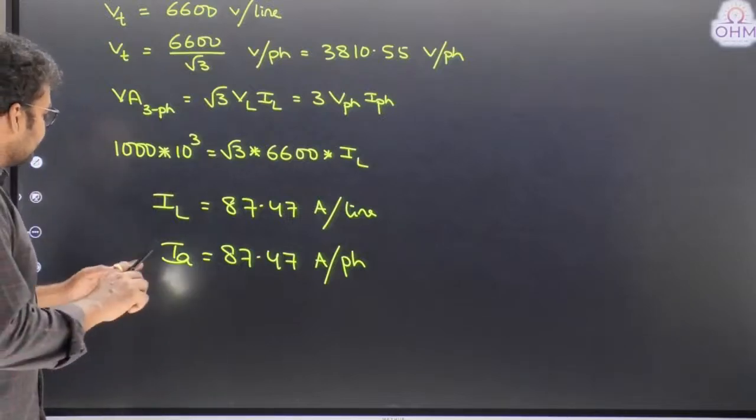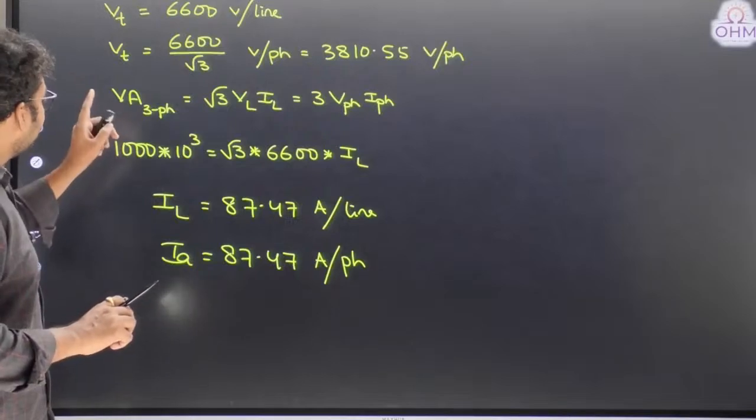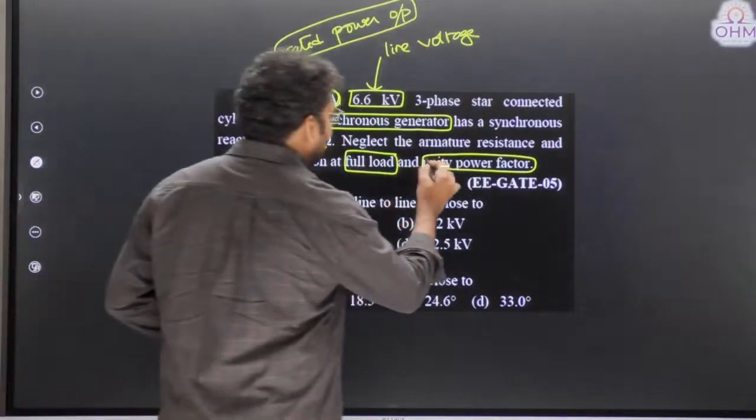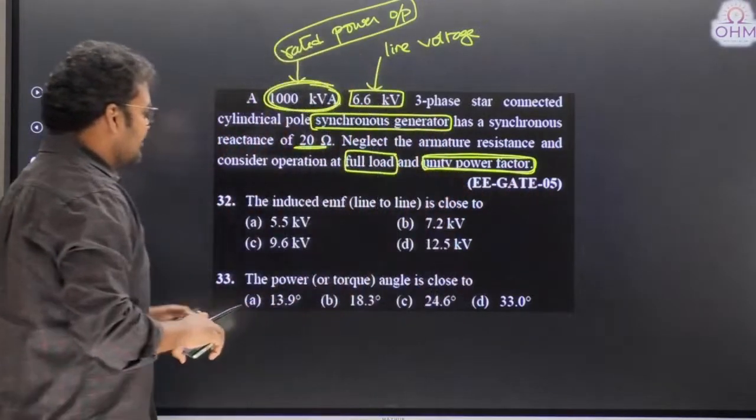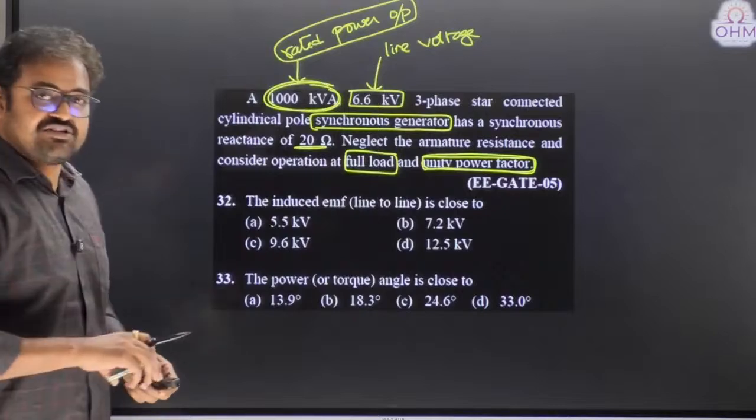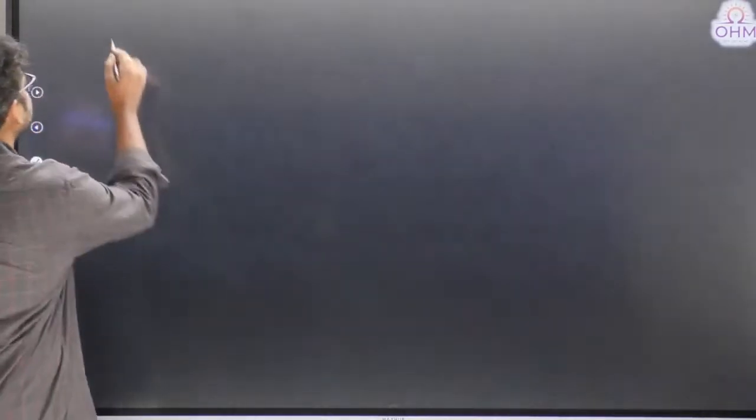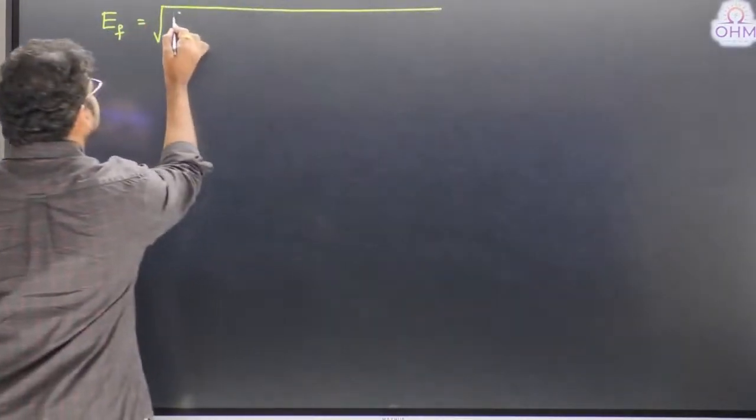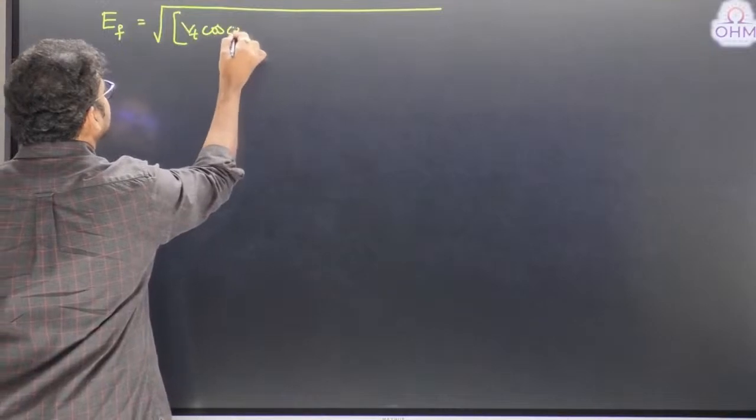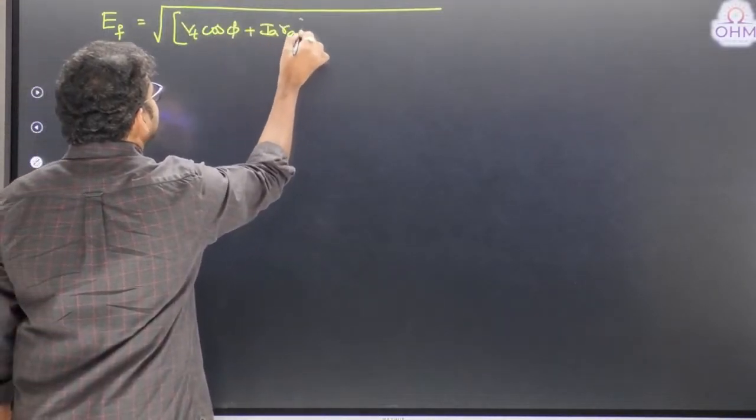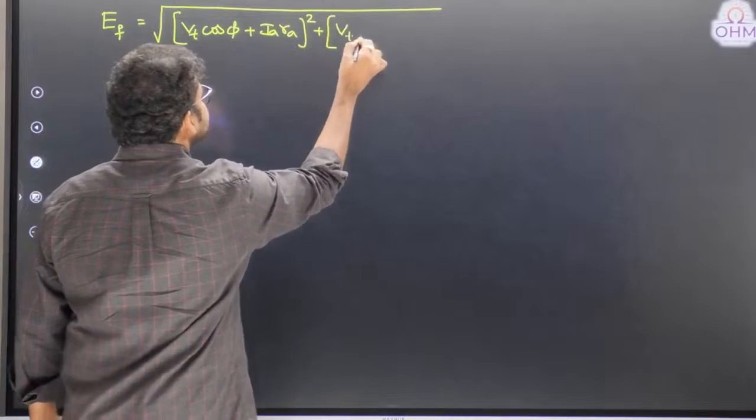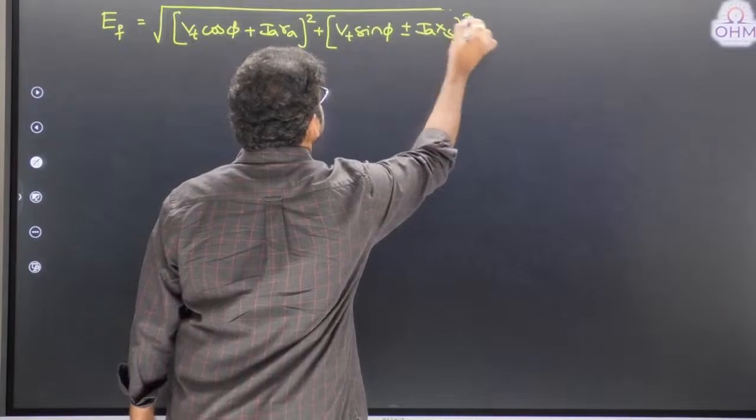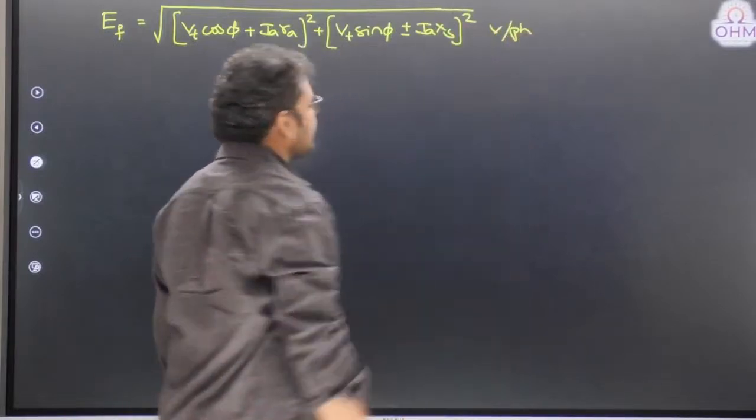Okay. So now that I got current value, voltage value, everything, and what is the power factor given? Unity power factor, that is cos phi was also given. So first calculate what is the induced EMF per phase. What is the formula for induced EMF? Induced EMF is equal to square root of (Vt cos phi plus IaRa) whole square, remember, it is a generator, plus (Vt sin phi plus or minus IaXs) whole square. This is the formula for induced EMF.